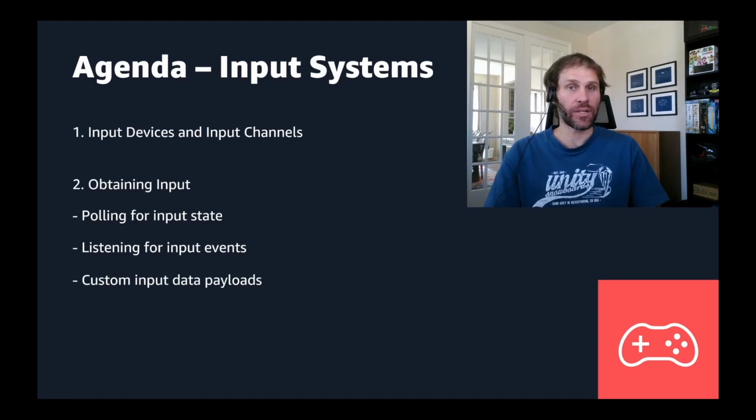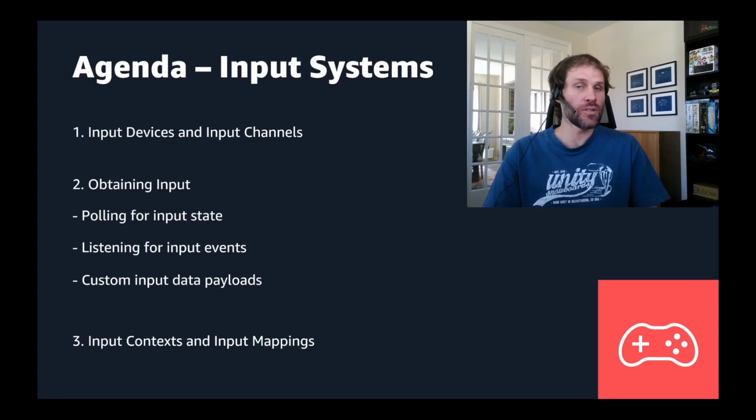Lastly, I'm going to demonstrate how to set up and use input contexts and input mappings from the O3DE editor. Input mappings are basically a way for you to map different input channels to new user-defined input channels. So you can write game logic that works interchangeably with different types of input devices. For example, you might want the character to jump when you press either the spacebar key on a keyboard or the A button on a gamepad.